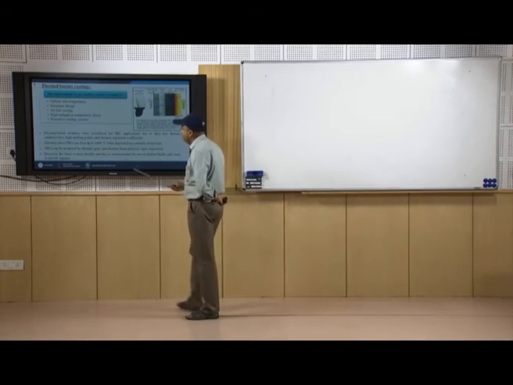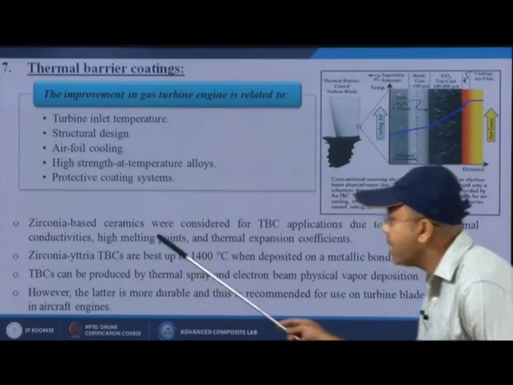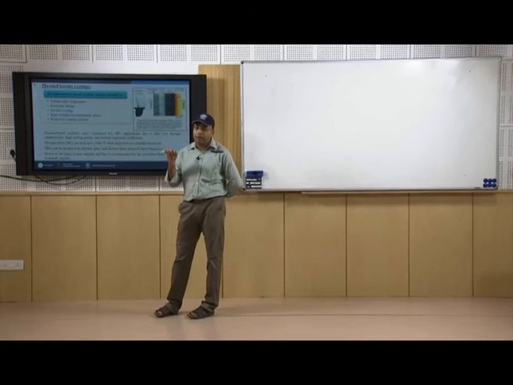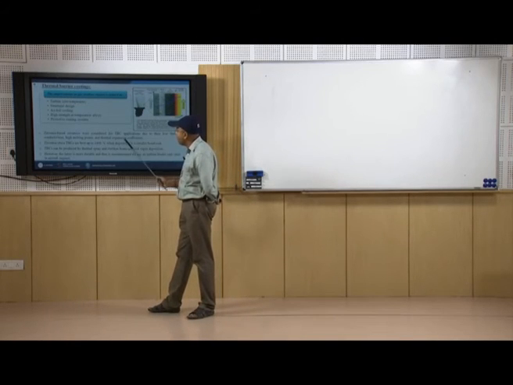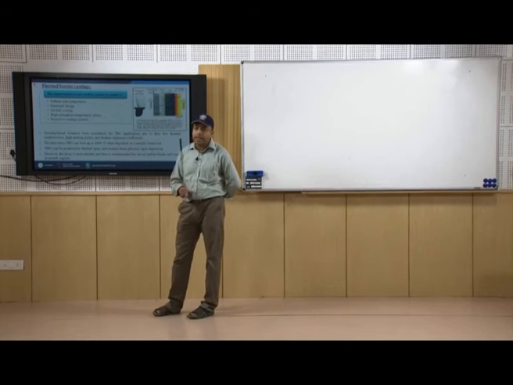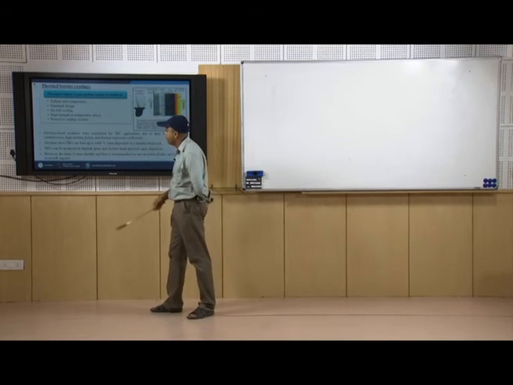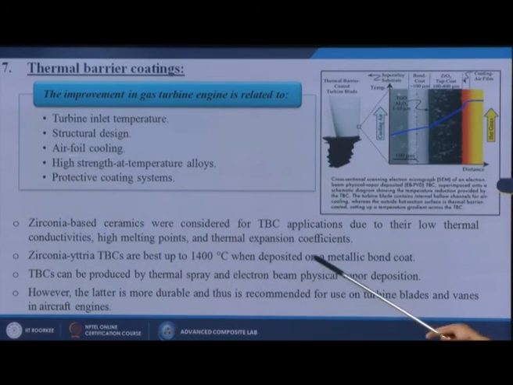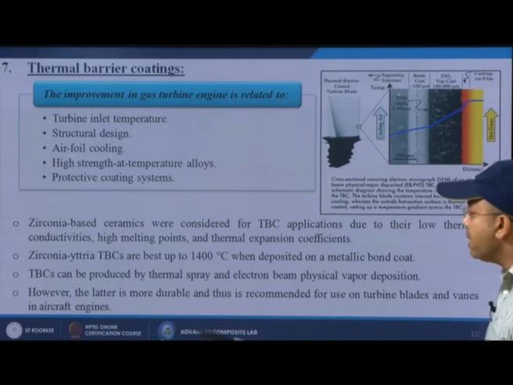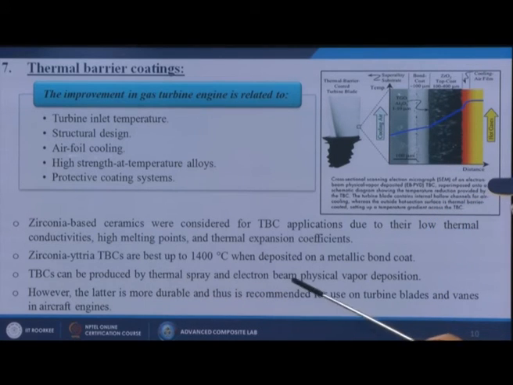So what we are trying to do, we are using certain kinds of zirconia based ceramics which will remain the same, which have a very low thermal coefficient, and thermal conductivity is also very low. In that particular case, it will not change its shape and size at that temperature. Zirconia yttria TBCs are best up to 1400 degrees centigrade when deposited on a metallic bond coat. TBCs can be produced by thermal spray and electron beam physical vapor deposition. However, the latter is more durable and thus is recommended for use on turbine blades and vanes in aircraft engines.